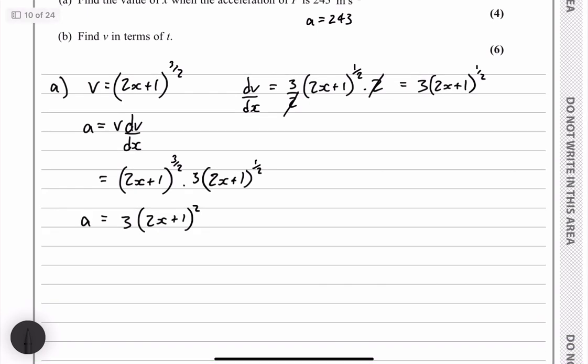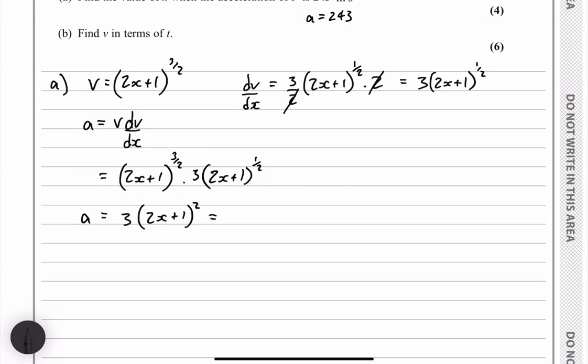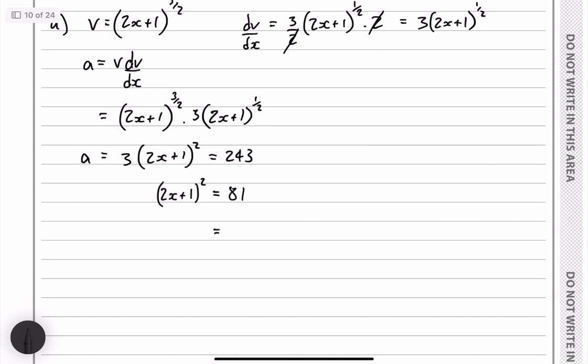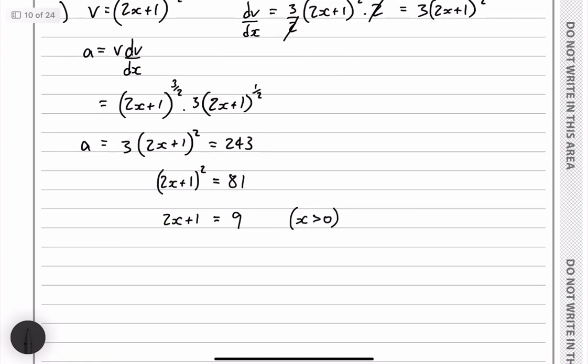That is a, and we're told that a is 243, and if we divide that by 3, we get the very nice square number 81 on the right. We're going to square root that to give 9, and we know that x is positive, so I'm not going to worry about the negative solution to the square root there, and that will be 8 for 2x. x is equal to 4.